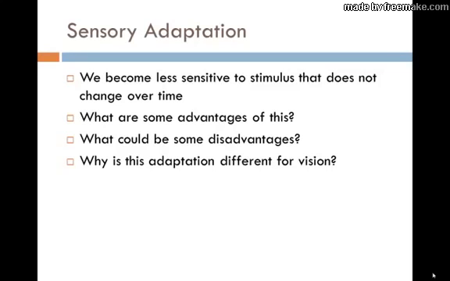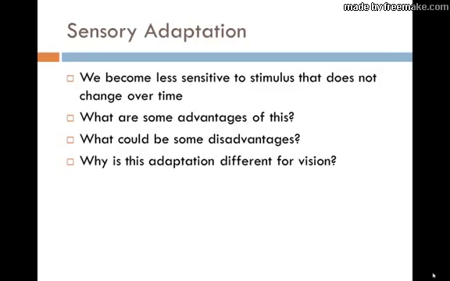This also has a survival function in that when we become kind of used to something, or something doesn't change, we're not paying as much attention to that, but we have more attention then to focus on things that are novel. So that helps us detect threats. If something's moving or something's threatening, it's more likely to be something that's new. And so sensory adaptation is helpful for our survival.